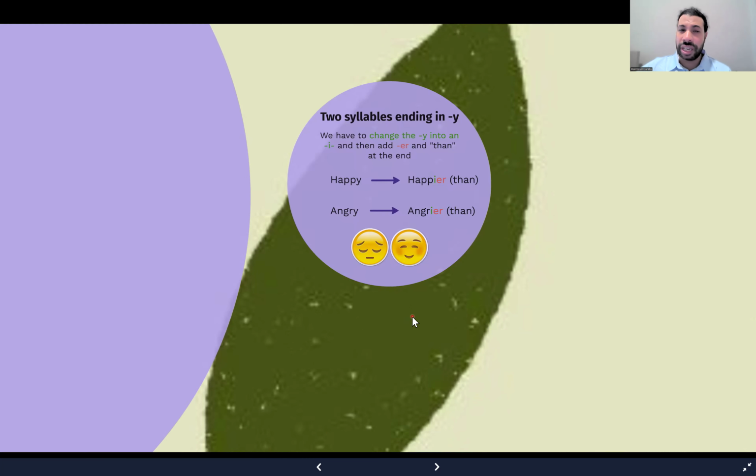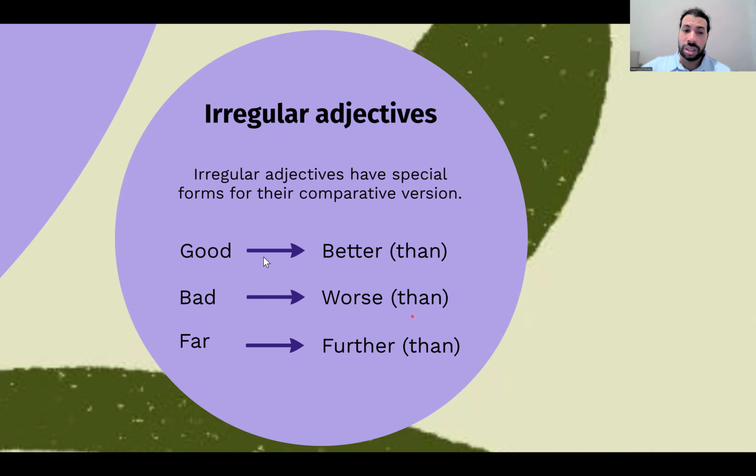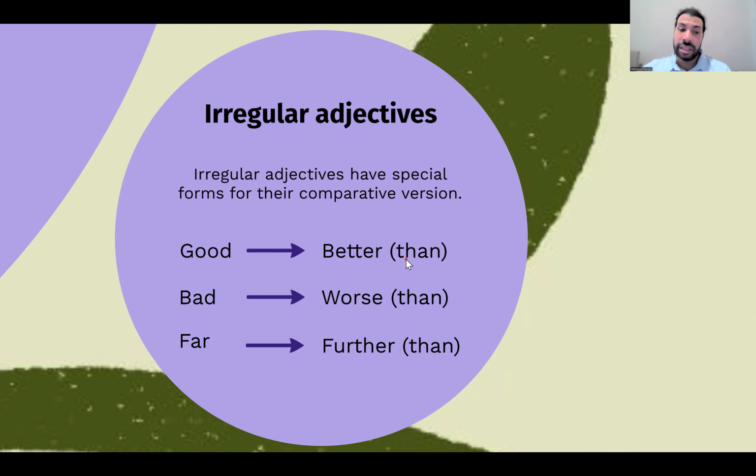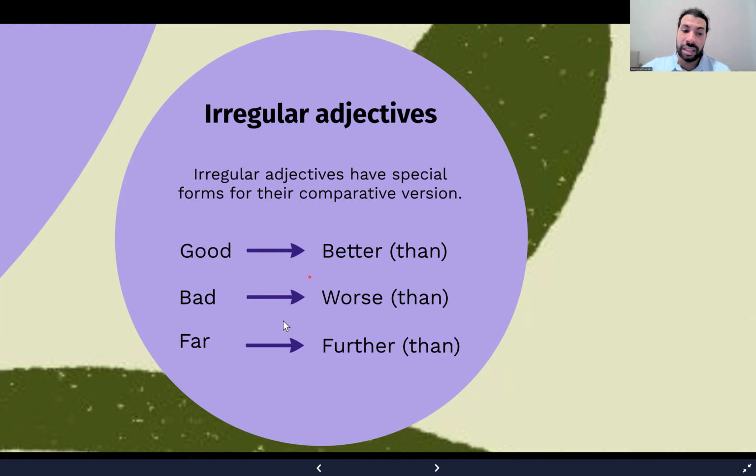Coming to the irregular adjectives. So, good, better than. We cannot say gooder than. Far, farther than, and bad, worse than. That's great.